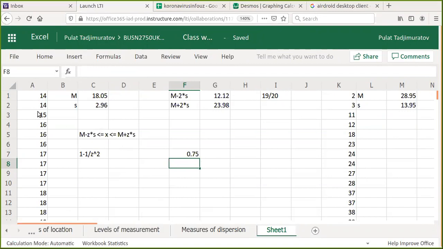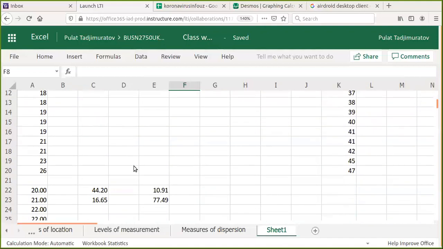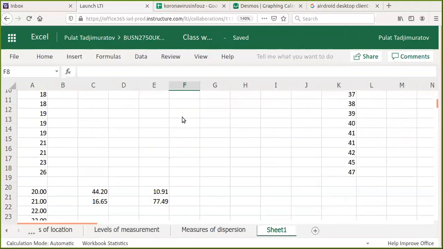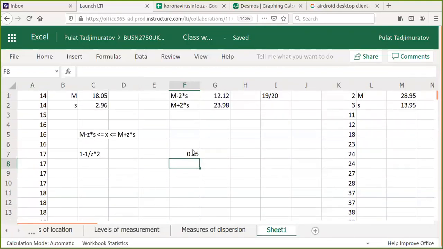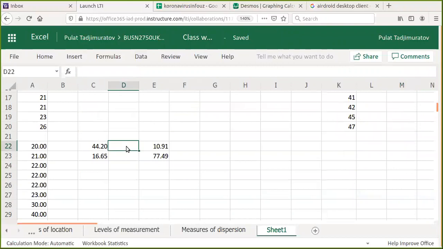So here we have something that looks like a bell. Here we have something uniform and so on. Here we have another thing. And in all the cases, you have more than 75%. You have 95% here, 100 here, and 100 here.